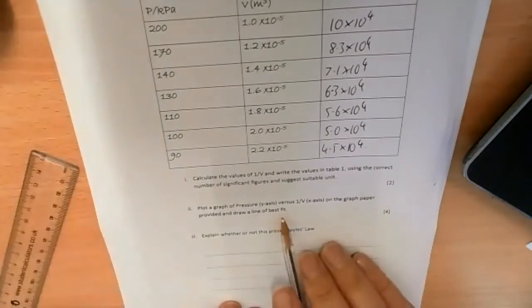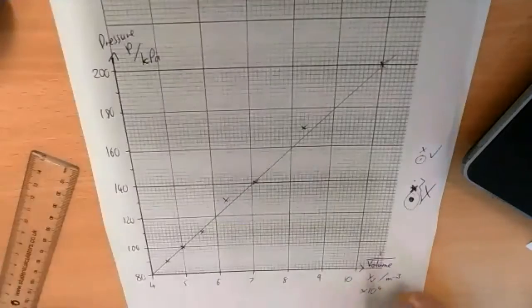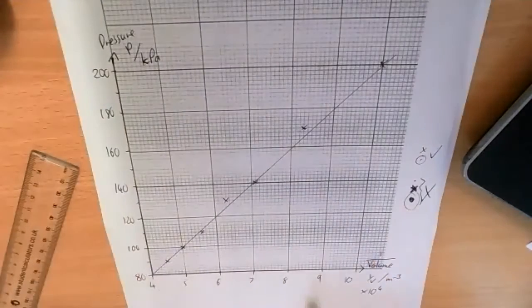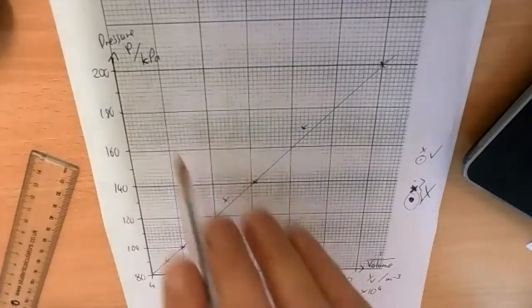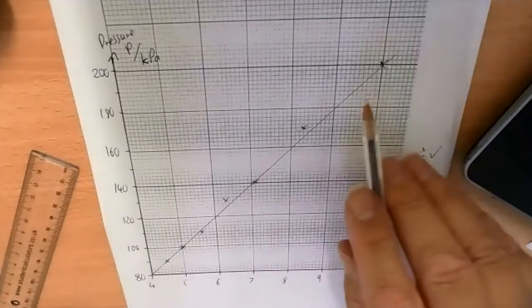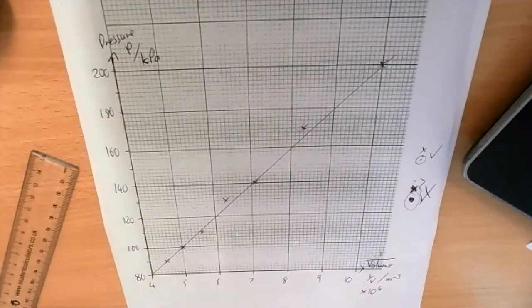Okay, I've plotted my graph, drawn my line of best fit. In the exam, what you're marked on is selection of your scale for 1 mark, correctly labeling your axes with the correct units for 1 mark, plots for 1 mark, line of best fit for 1 mark.